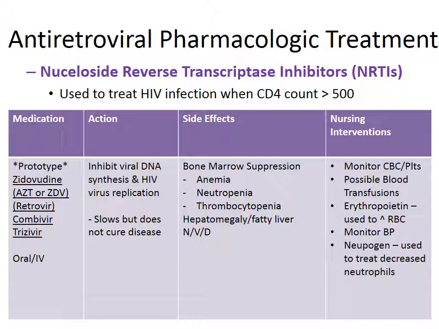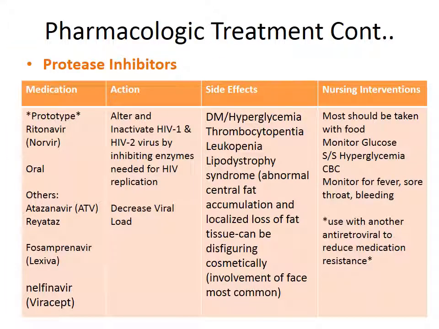Antiretroviral pharmacological treatment includes nucleoside reverse transcription inhibitors, which are used to treat HIV infection when the CD4 count is greater than 500. Pharmacologic treatment also includes protease inhibitors that alter and inactivate the HIV-1 and HIV-2 viruses by inhibiting enzymes needed for HIV replication. The specific medications, their side effects, and their nursing interventions are listed in the charts, and I will allow you to review those on your own.